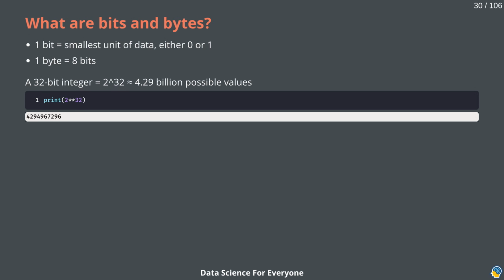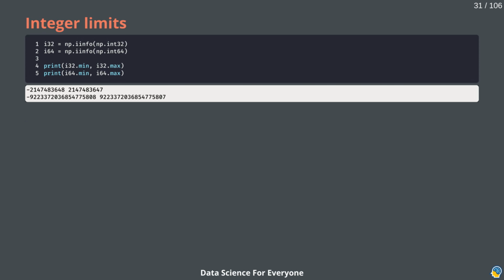A bit is the smallest unit of information in a computer. It can be either 0 or 1. A byte is made up of 8 bits. A 32-bit integer in NumPy can represent over 4 billion different values. That's because 2 raised to the power 32 is equal to 4.29 billion, and it can hold that many combinations of zeros and ones. A 32-bit integer can store values between roughly minus 2.1 billion to plus 2.1 billion. If we need to store larger or smaller numbers than that, we'll need a 64-bit type like np.int64.